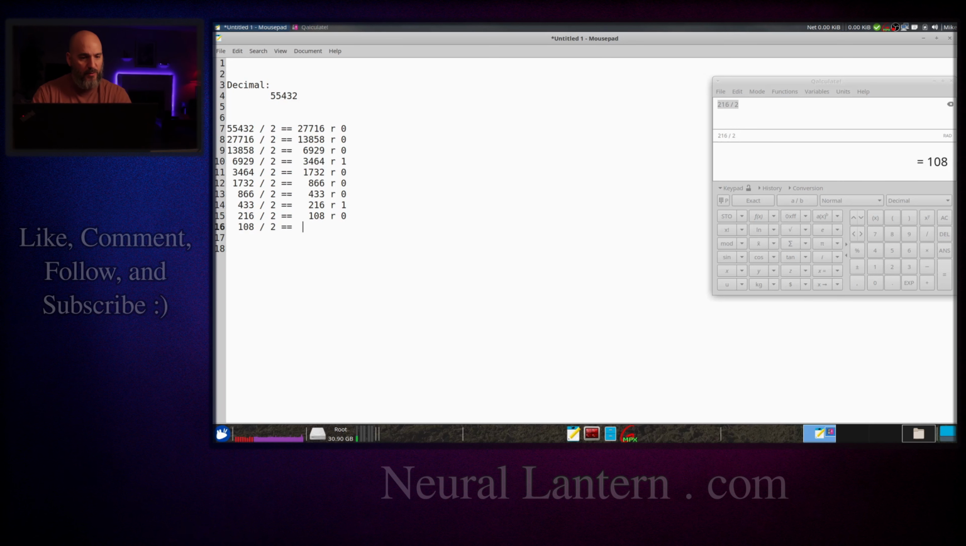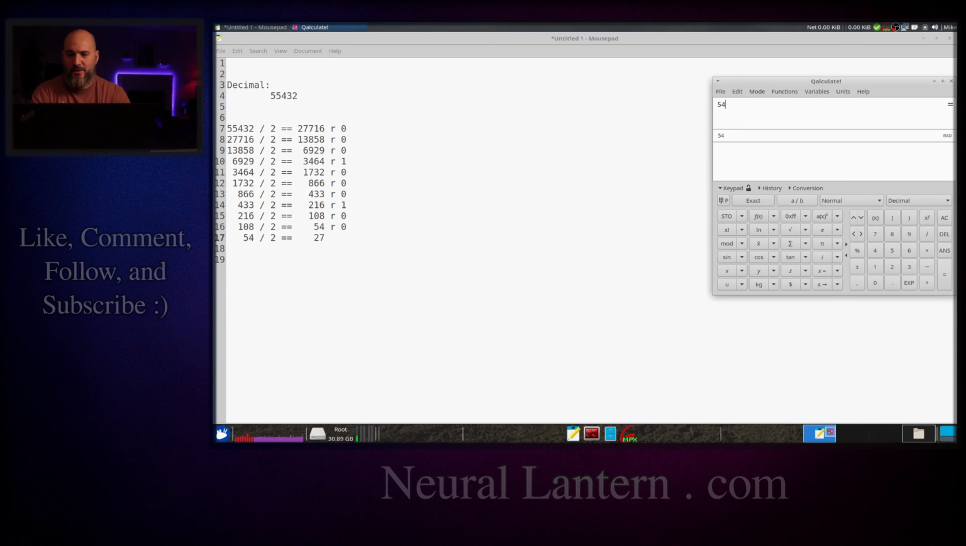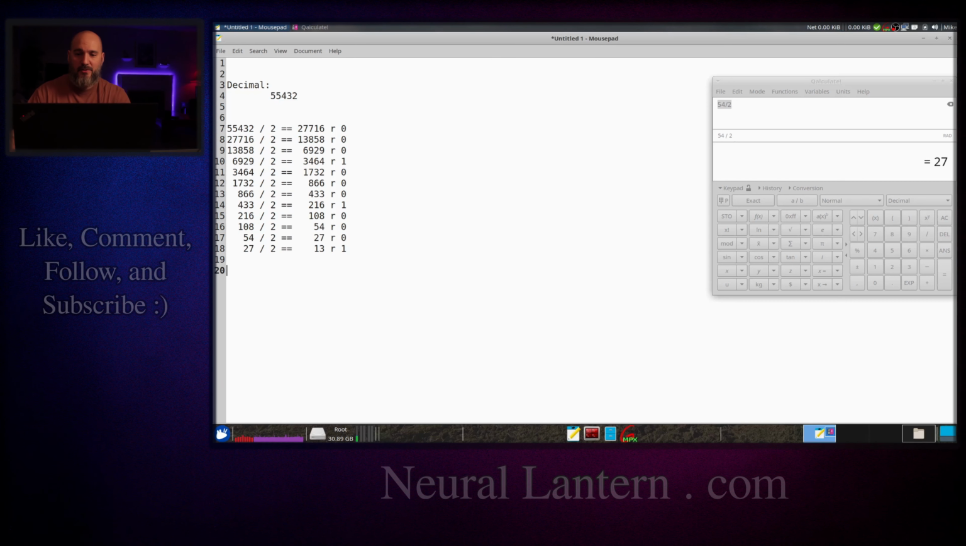Okay, so 108 divided by 2. Maybe I'll do this again, but with a smaller number, just to make things faster. It's going to be 54, remainder 0, and then 54 divided by 2. I guess I can just do this in my head, but I don't really trust myself, so I'm going to do it over here. 27, remainder 0, because it was even. That's definitely going to be remainder 1, so probably 13 remainder 1. I don't trust myself, so I'm going to do it for real. 27 divided by 2, 13 remainder 1, and then put the 13 there.